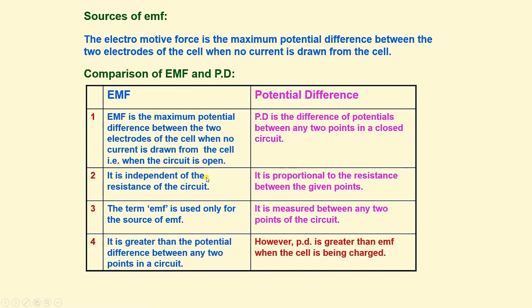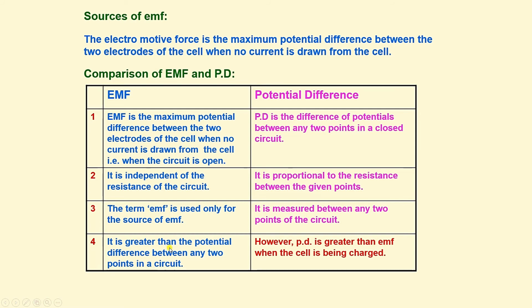EMF is independent of the resistance of the circuit, while the potential difference is proportional to the resistance between the given points. The term EMF is used only for the source of EMF, while potential difference is measured between any two points of the circuit.